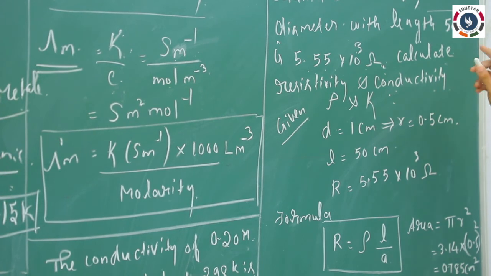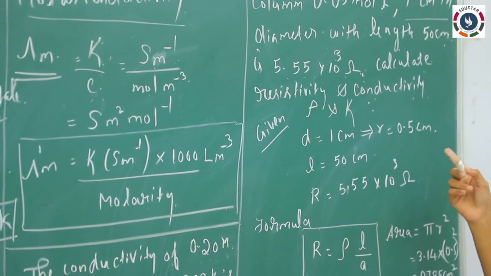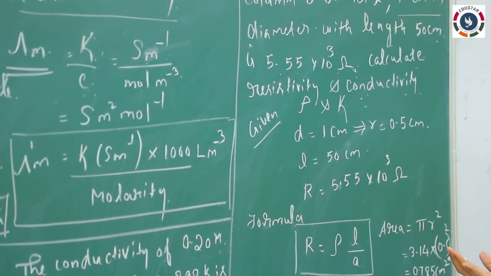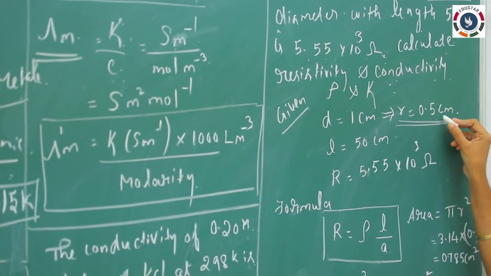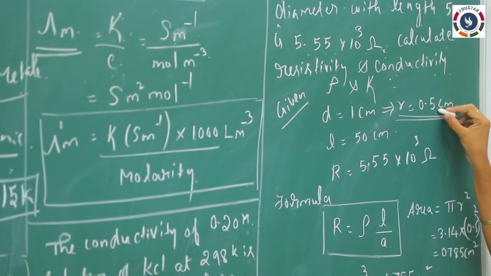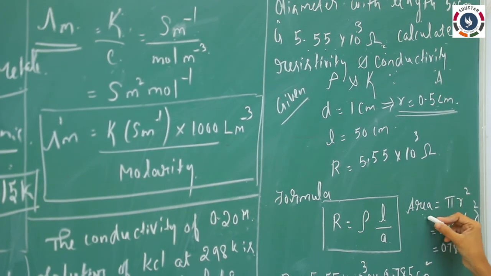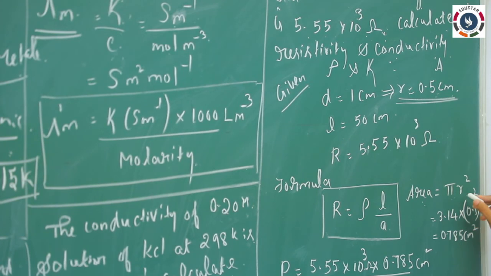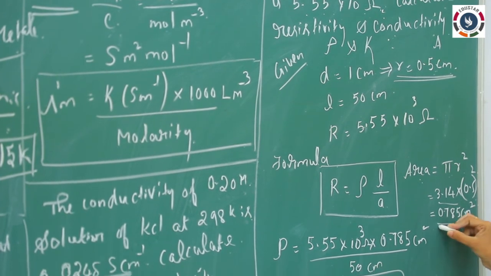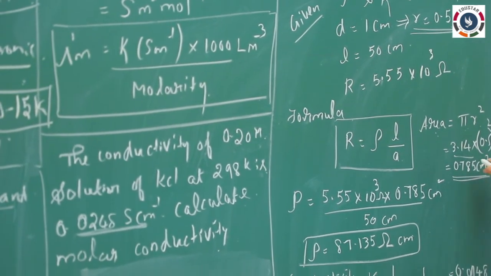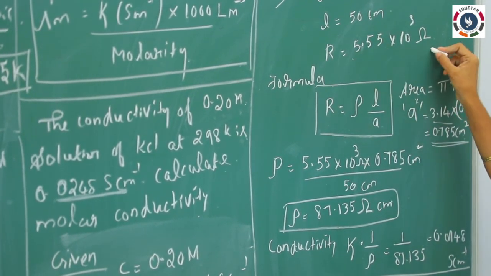The given data I have written. They have given the diameter. Diameter is equal to 1 centimeter. Just dividing by 2 we get the radius, that is r is equal to 0.5 centimeter. The reason we are finding r is that we have to find A. What is A? A is the area, pi r square. So, 3.14 into 0.5 square, we are getting 0.785 centimeter square. This is the A value. Length they have given us as 50 centimeter. Resistance is already given in the problem.